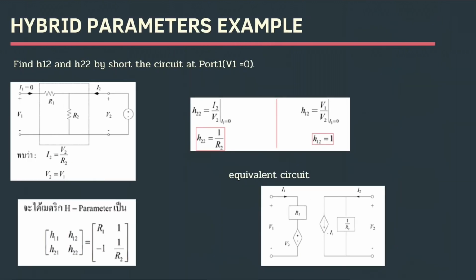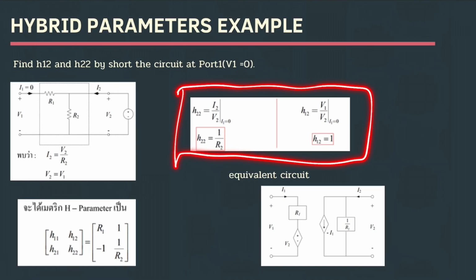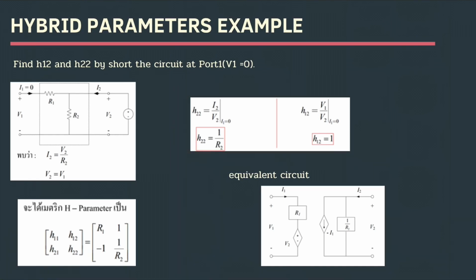And in the hybrid parameter example, step 2, find H12 and H22 by shorting the circuit at port 1, when we determine V1 equals 0. We write the equation I2 equals V2 divided by R2, and V2 equals V1. We write the equations in matrix form from this picture, and we write the equivalent circuit from this picture.